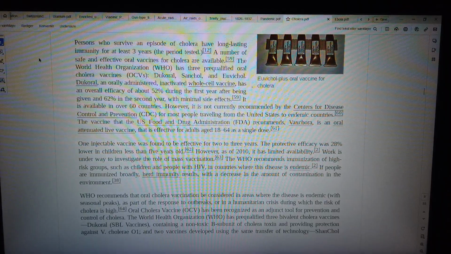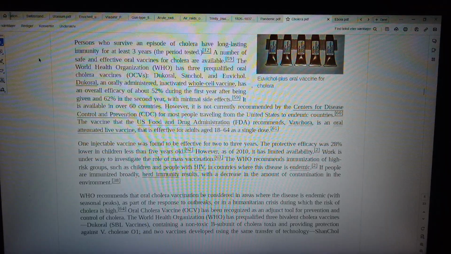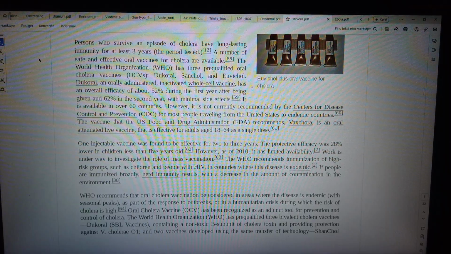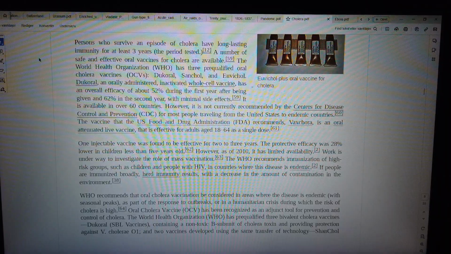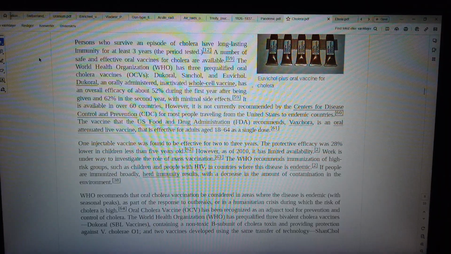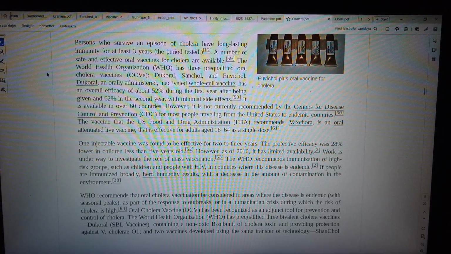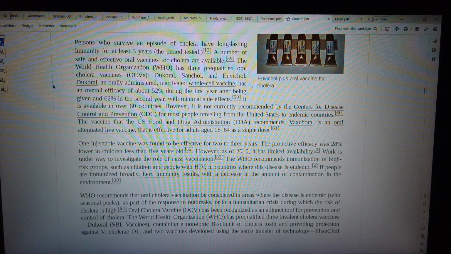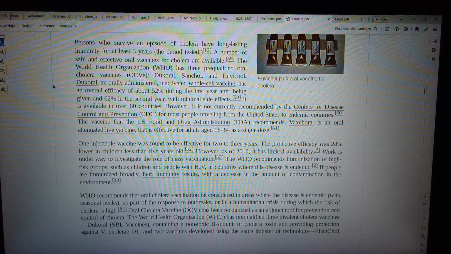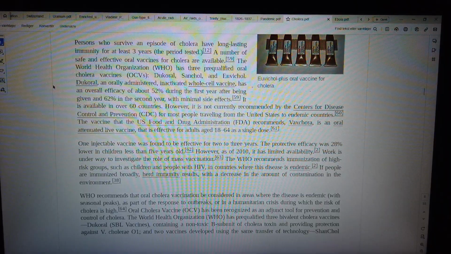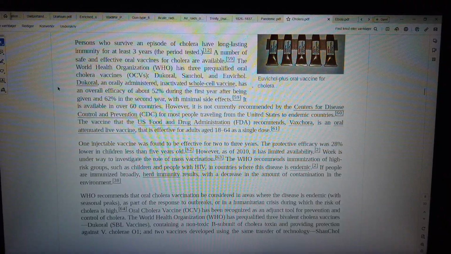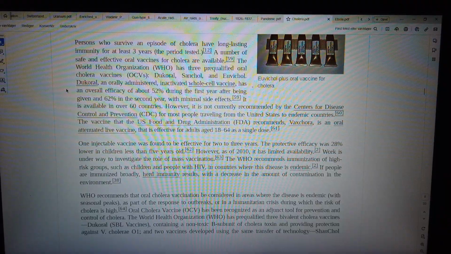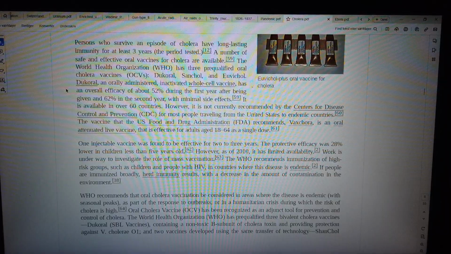A number of safe and effective oral vaccines for cholera are available. The World Health Organization, WHO, has 3 pre-qualified oral cholera vaccines, OCVs: Dukoral, Shanchol, and Euvichol. Dukoral, an orally administered, inactivated whole cell vaccine, has an overall efficacy of about 52% during the first year after being given and 62% in the second year, with minimal side effects.